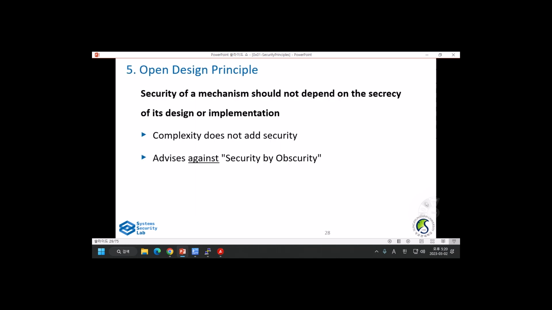Okay, number 5 is called the open design principle. So security of a mechanism should not depend on the secrecy of its design or implementation. In other words, complexity does not add security. So it advises against what we commonly call security by obscurity.